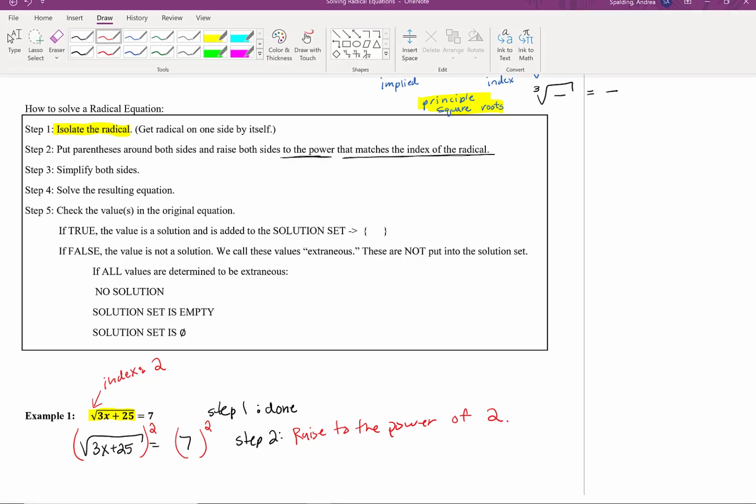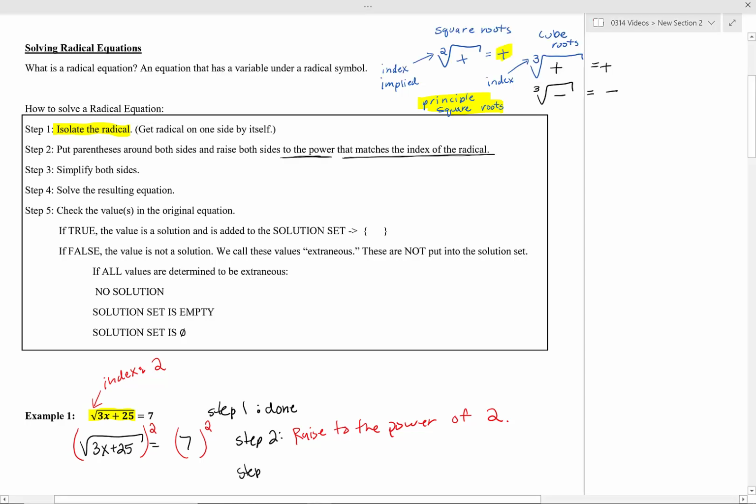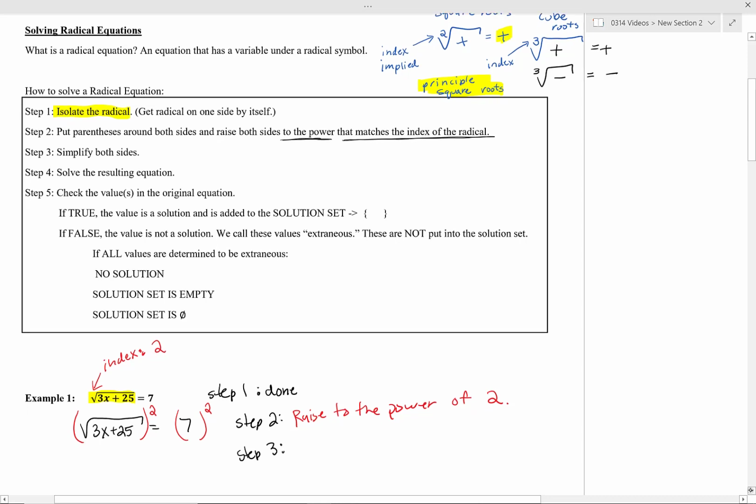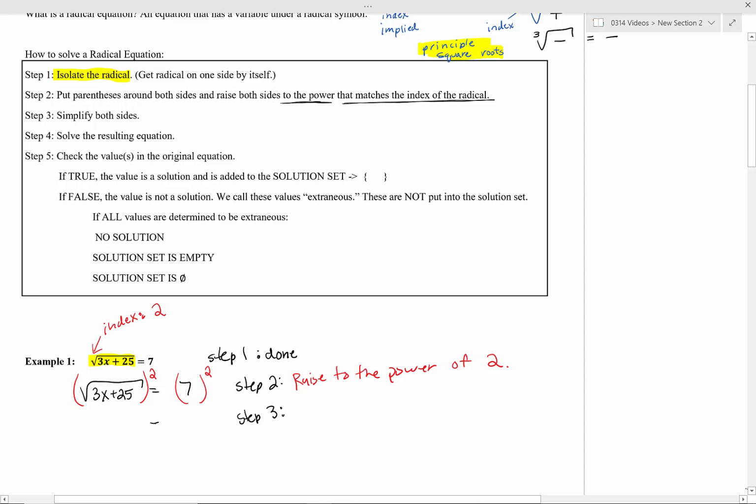Step 3, we want to simplify both sides. So what is 7 squared? 7 squared is 49, so we simplify that. Now, what happens when we square a square root? There's a long way and a short way to go about this, so let's talk about both ways. What does it mean to square something? Doesn't that mean to multiply that thing by itself? So whatever's in the parentheses, we're multiplying that times itself. So when we say square root of 3x plus 25 squared, what we really mean is square root of 3x plus 25 times itself, square root of 3x plus 25.